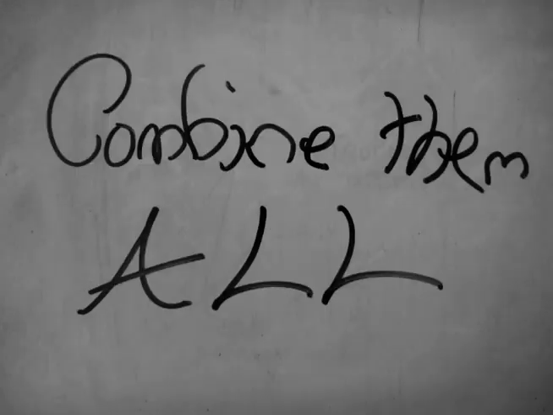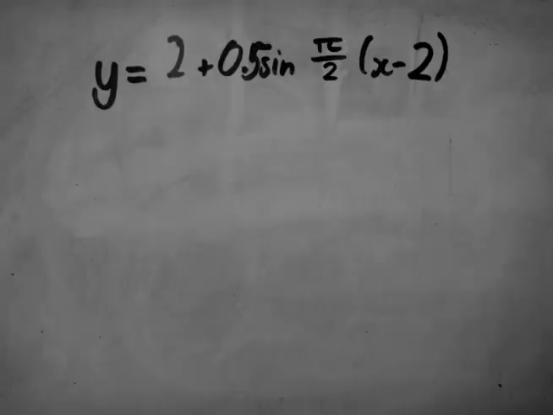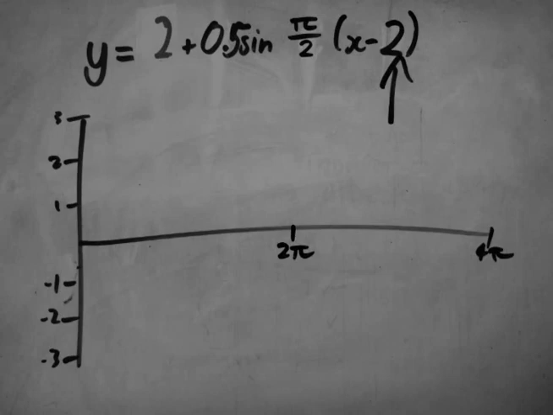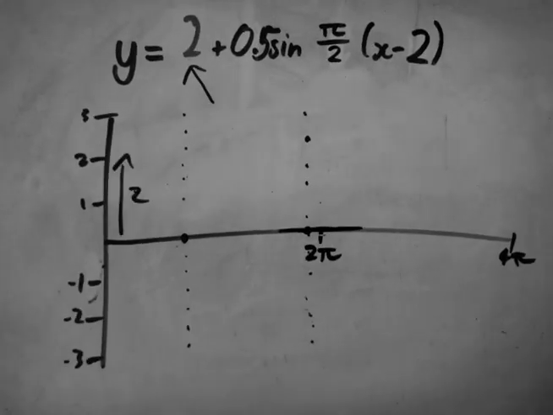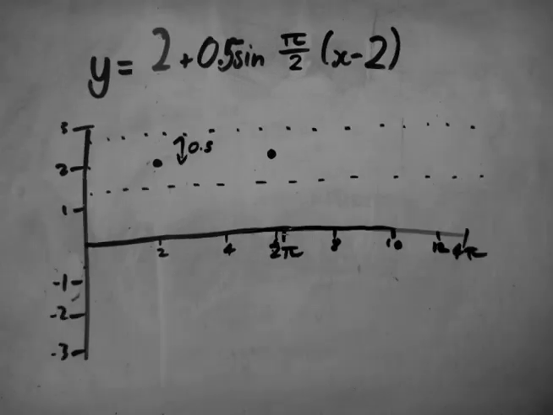So now let's combine them all. So first give all these variables a value like this and a graph. Looking at this, we know that it'll be moved up over here. We know that the period will be 4. This we know will be moved up 2, and we'll have an amplitude of a half. Putting these together will look like this.